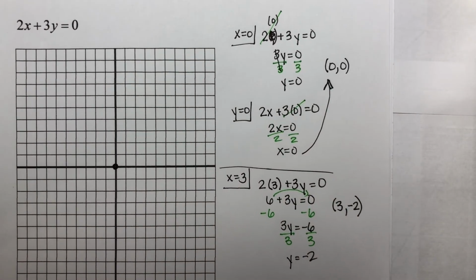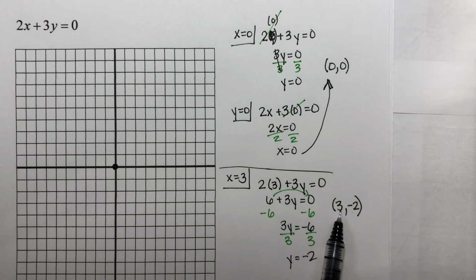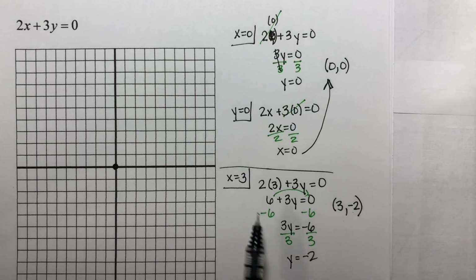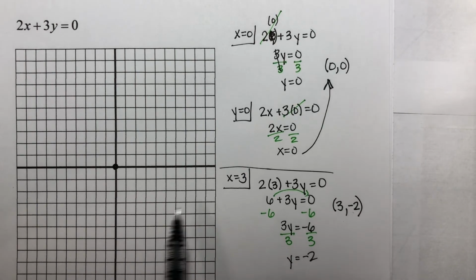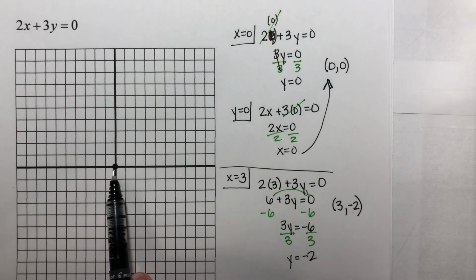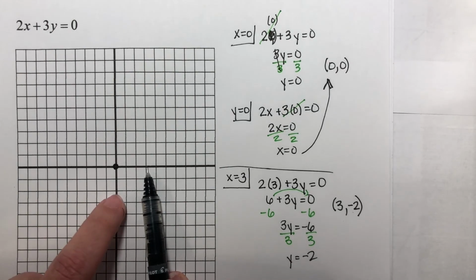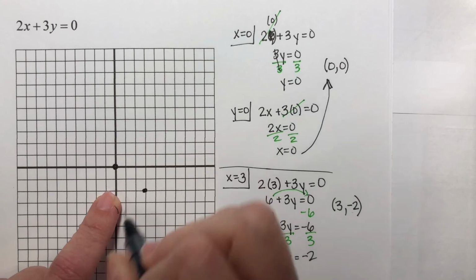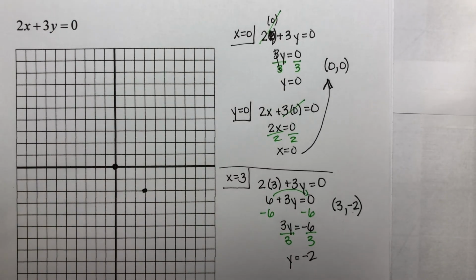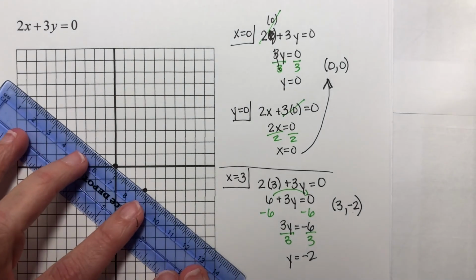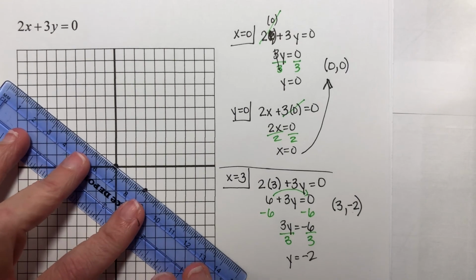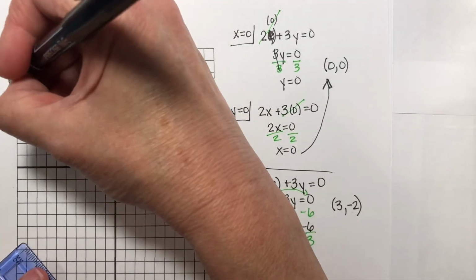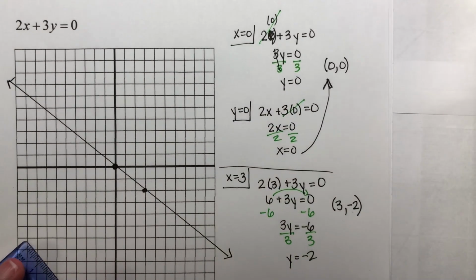It's very easy to mix these up by not thinking. Double check yourself, slow yourself down. Did I write the x first and then the y? Okay, I want to plot this point. I go to 3 on the x, negative 2 on the y. They line up right here. So the answer to this equation would be this line right here.